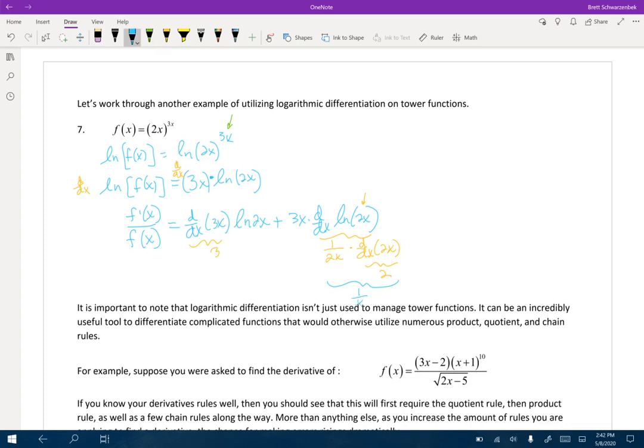So coming up here, we currently have f prime of x over f of x. On the right side, we have 3 ln 2x plus 3x times 1 over x. Now, if you look at that real quick, 3x times 1 over x is just 3. So we can really just shortcut that process.